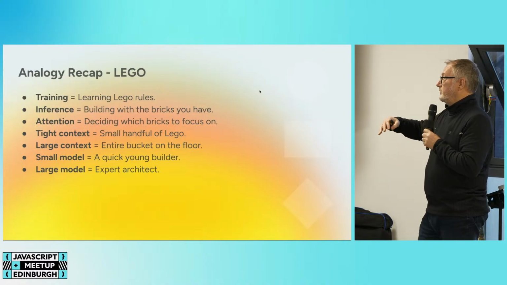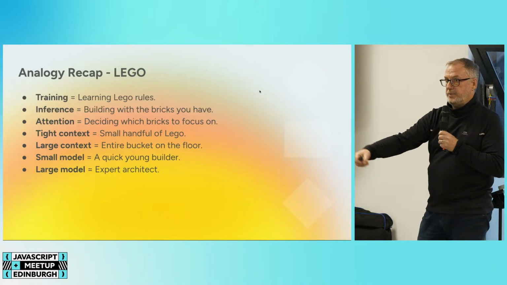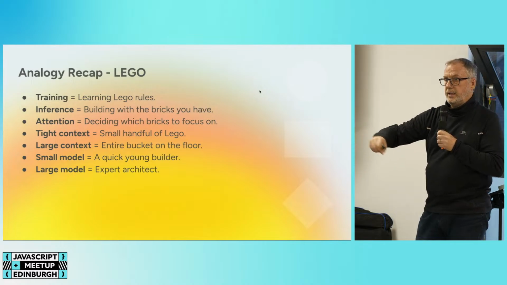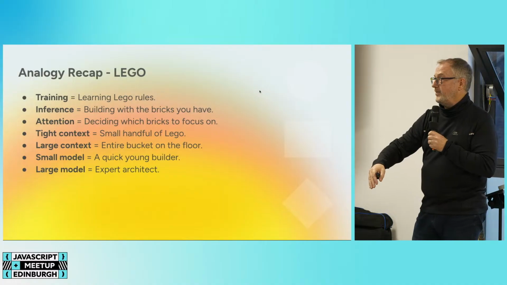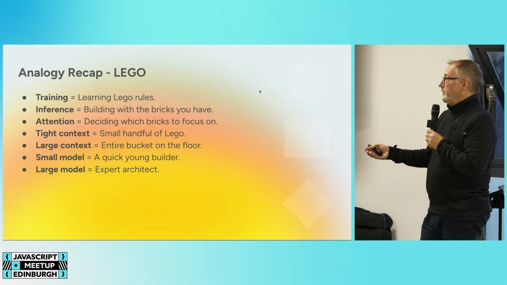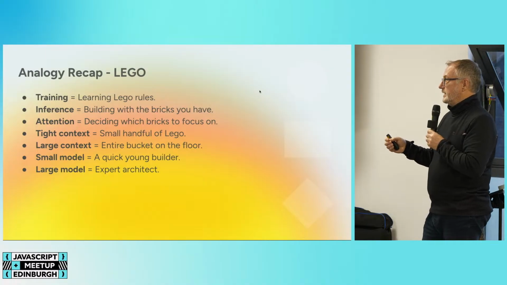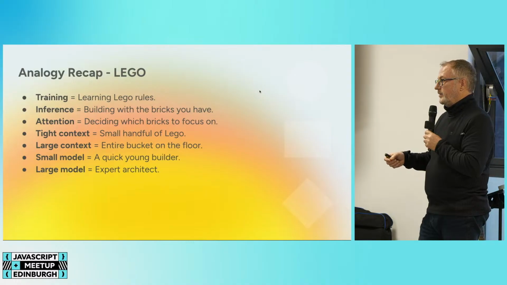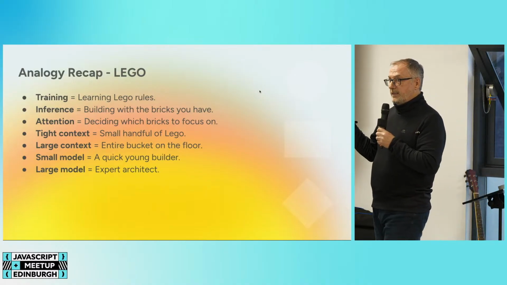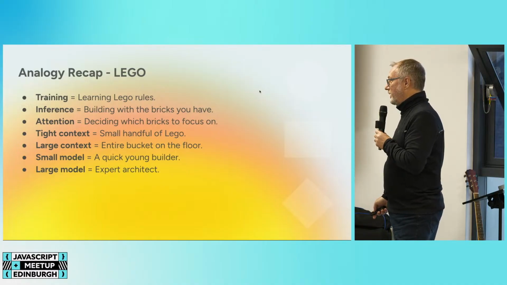A tight context has a small handful of Lego, and a large context is you've emptied the big bin on the floor, and you know how difficult that is. You end up looking a lot and not finding anything. So if you imagine a small model could be a quick young builder, and I'm probably stretching it a bit here, and a large model is an expert architect. We'll come back to the Lego analogy again, but that's a rough idea of how that goes.